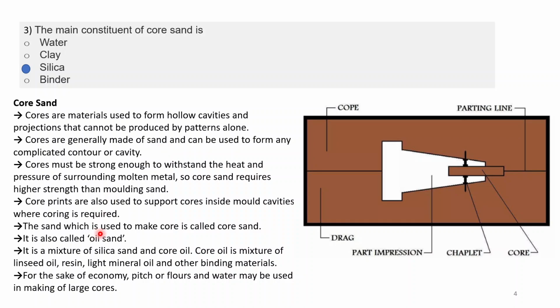The sand which is used to make cores is called core sand, and it is also called oil sand. It is a mixture of silica sand and core oil. Here core oil is a mixture of linseed oil, resin, light mineral oil and other binding materials, and for the sake of economy, pitch or flour and water may be used in making large cores.